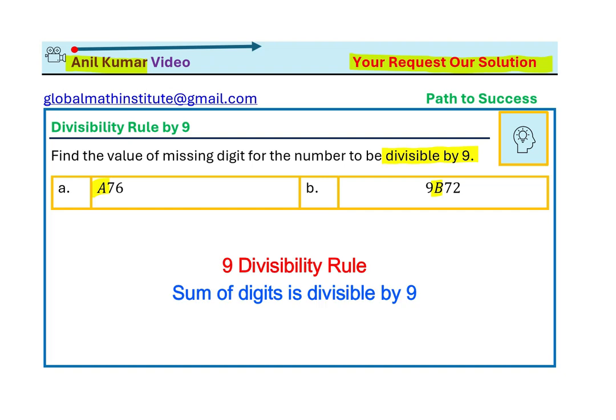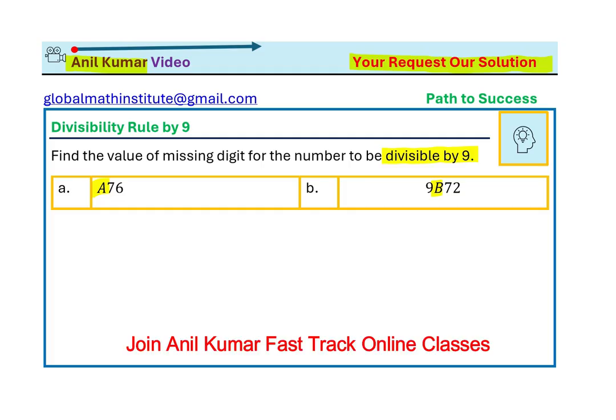Makes sense, right? Now, what is the divisibility rule by 9? Well, it is that the sum of digits should be divisible by 9. Simple as that. Perfect. So let's begin with the very first number, which is A76. So we want A plus 7 plus 6 to be divisible by 9. That's what we want, right?